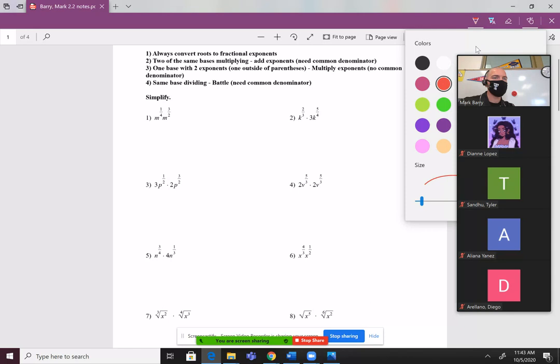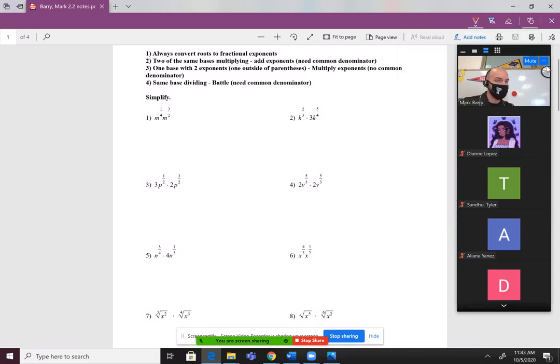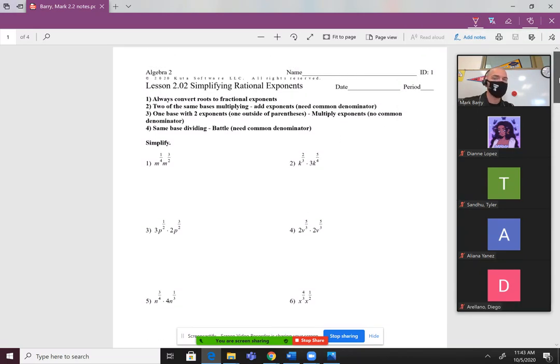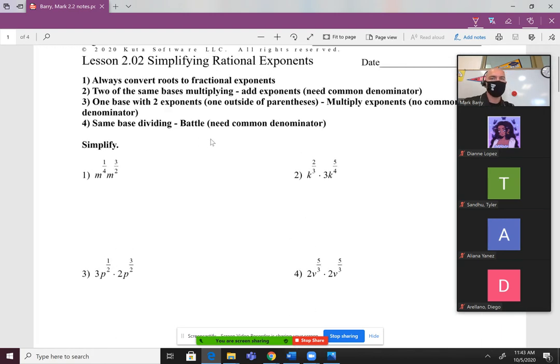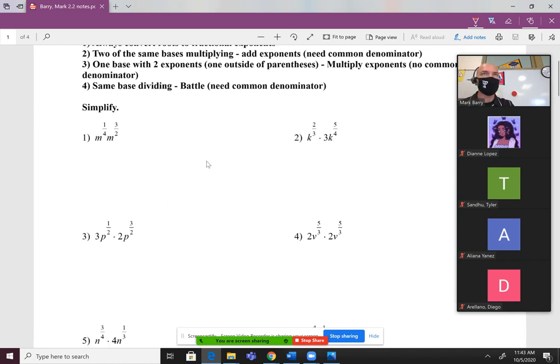Cool. We're just going to continue on today. It's actually kind of similar to what we were doing last week. We're putting these two ideas together. So we have 2.02 here, simplifying rational exponents. So here are our steps at the top.